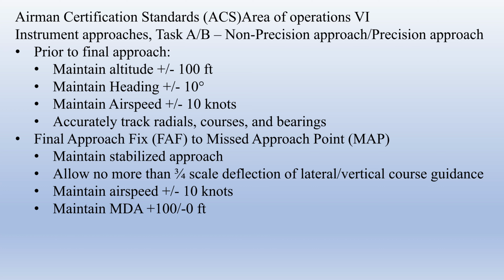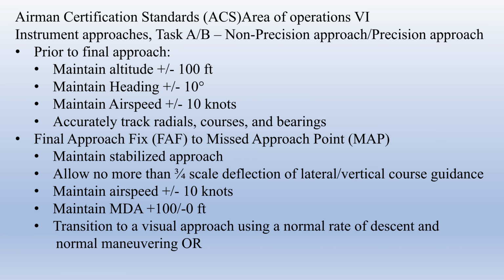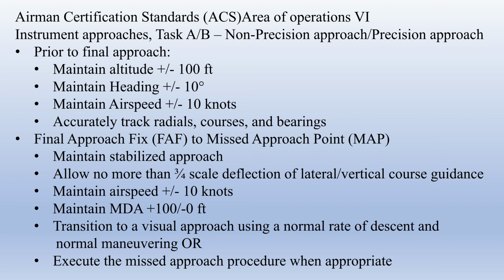You cannot go 1 foot under that MDA, which is why we create a DDA and why we put that buffer in there so that you have a little bit of wiggle room so that you don't go underneath that MDA. Then you should be able to transition to a visual approach using a normal rate of descent or normal maneuvering once you have the runway environment in sight, or execute the missed approach whenever it is appropriate.